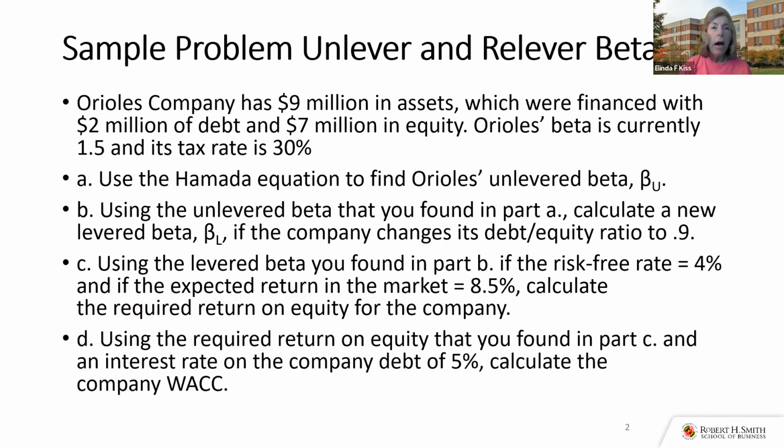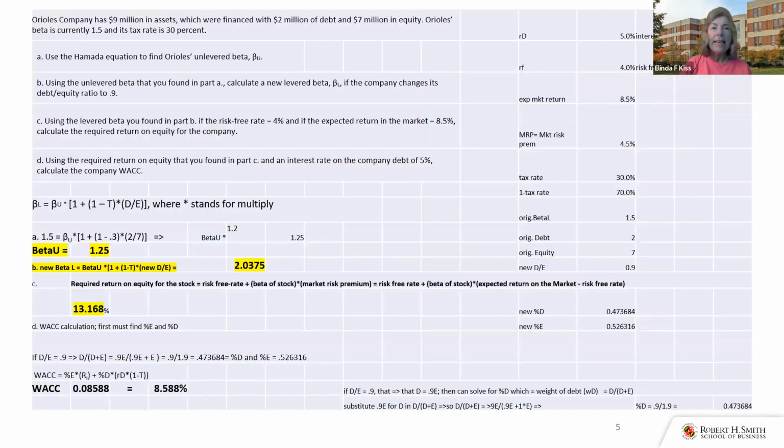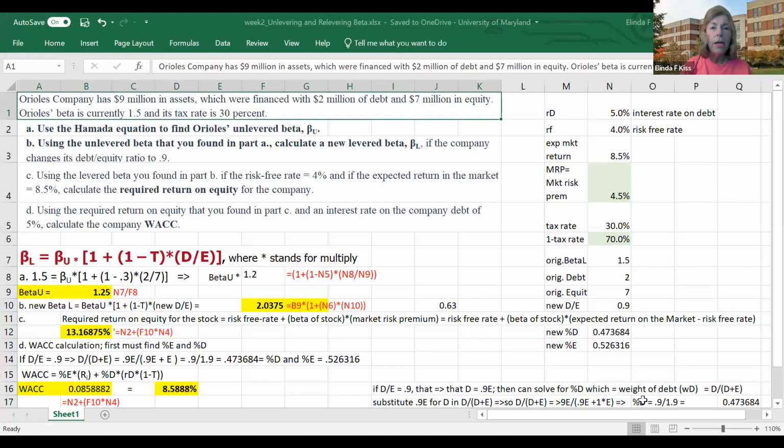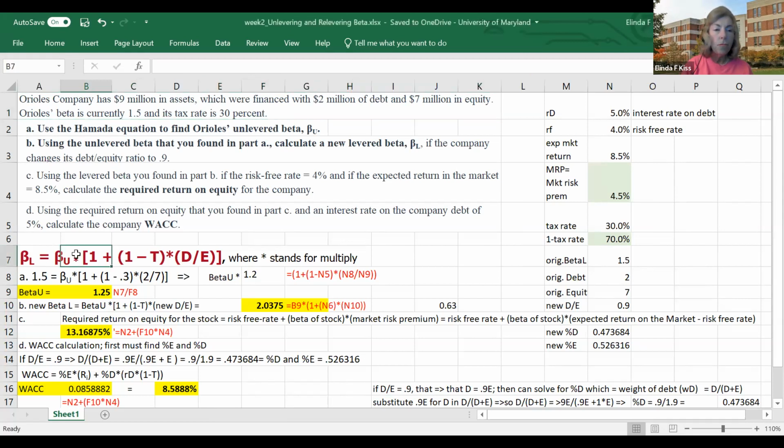To show you how to unlever and relever beta, we will look at a sample problem of a fictional company. You can pause the video to read the problem. We will work the problem in Excel. So let me open the Excel. We have a fictional company where we need to unlever its equity beta and then relever it because we are assuming there will be a change in the capital structure. The Hamada equation is in row 7 of this spreadsheet of the Excel.